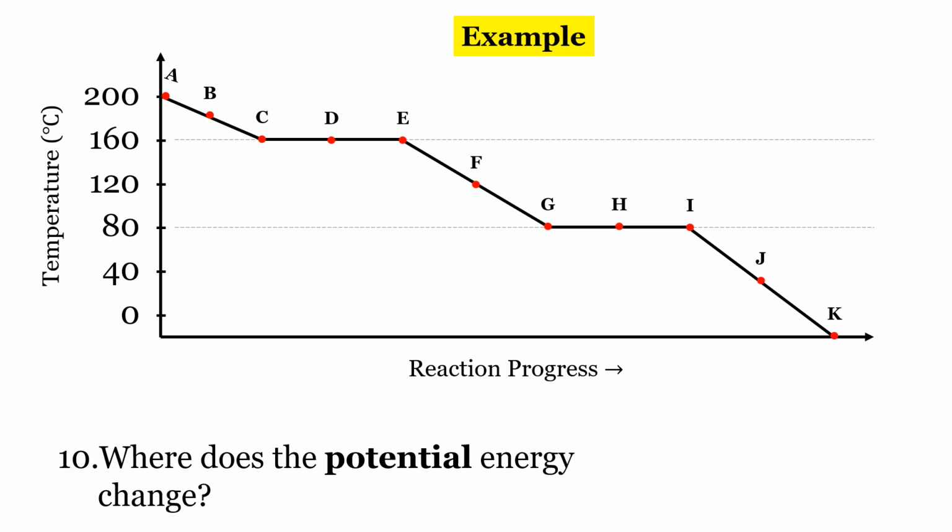Where does the potential energy change? The potential energy changes on any plateau that we have. So there are two plateaus on this graph. We have one here from C to E, and we have another here from G to I.